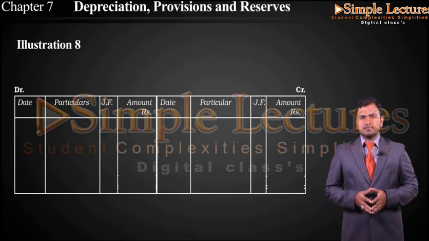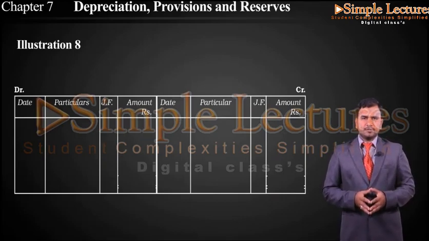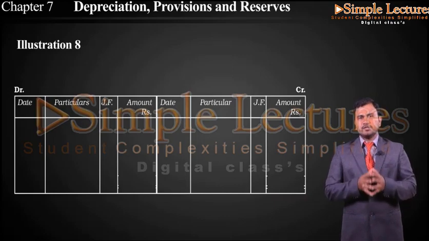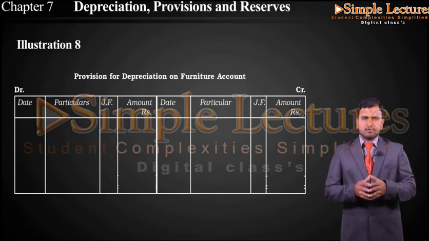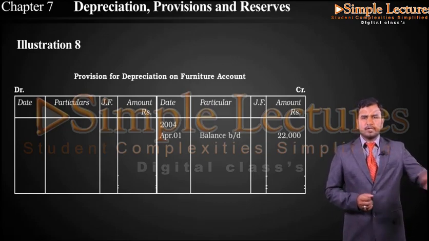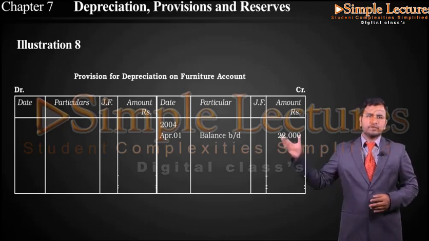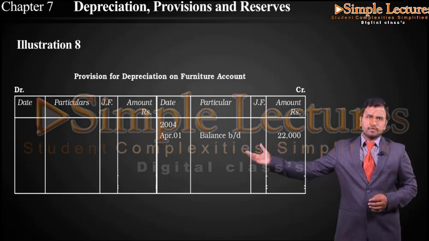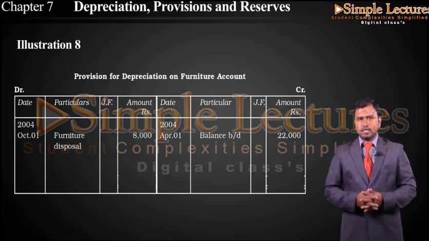Then coming to provision for depreciation account, we are going to prepare this for charging the depreciation. The total depreciation balance given in the question, which is 22,000, will be considered in the credit side. April 1st, balance brought down 22,000. Then the asset was disposed, on that we charge the depreciation of 8,000, that we are going to consider in the debit side. October 1st, furniture disposal, and the amount will be 8,000.